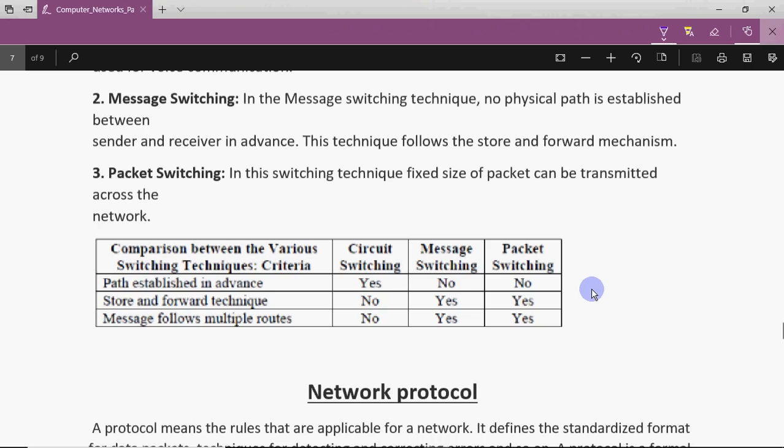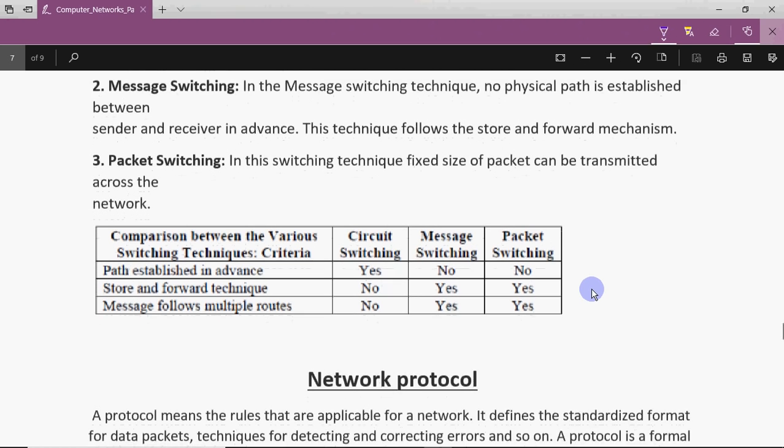Message switching is the one which is called the store and forward mechanism. Here, there is no requirement of a physical path between the sender and the receiver. Like if I have to send an SMS, a WhatsApp message, or an email, I just send it without bothering whether the other person is online or not. So you just send it, and whenever the other person comes online, they can view the message.